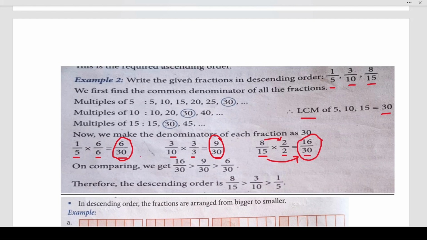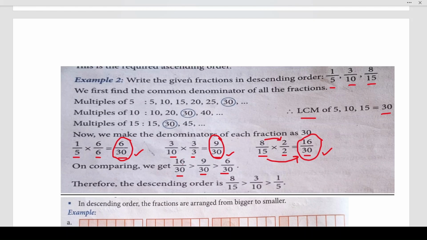So now as you can see, 30, 30 and 30. The denominators are the same in all three fractions. So we have to arrange these fractions in descending order. Descending means big to small. Since the denominators are the same, we will compare 16, 9 and 6. Which is the biggest among 16, 9 and 6? 16, so we will write 16 first.